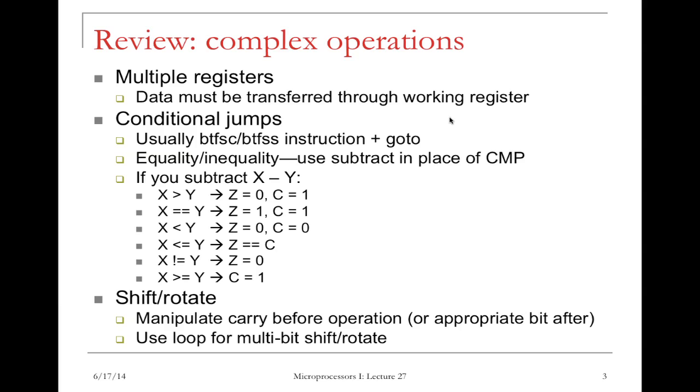We discussed conditional jump instructions, and we've seen many examples using them, represented by BTFSC and BTFSS plus goto. And we can use subtraction instructions to replace CMP, because we don't really have a CMP instruction in PIC. There are different condition codes you may get when you do the subtraction, and you can later use these condition codes to do the conditional branch.